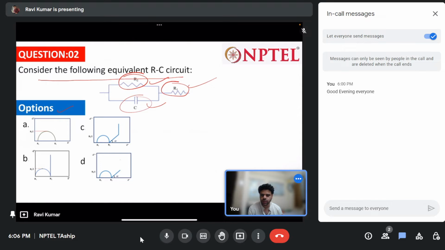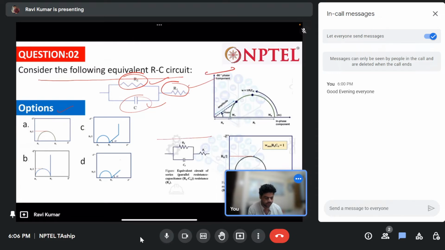This question you need to solve by Nyquist curve. Here you can see this is the same circuit with two resistances, in which one resistance is in parallel with the capacitor while both are in series with the other resistance. So this is represented by this curve. Among these options we have option A. So option A is the correct answer here.